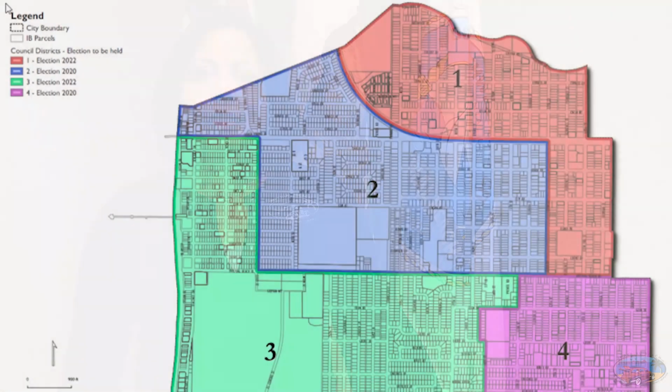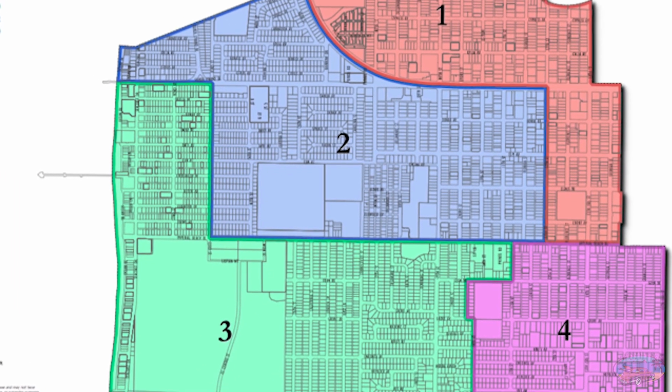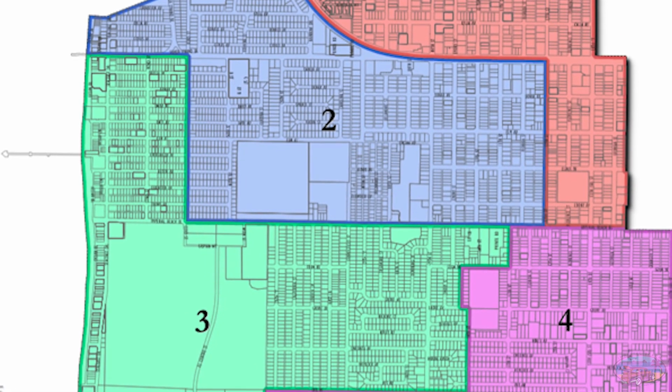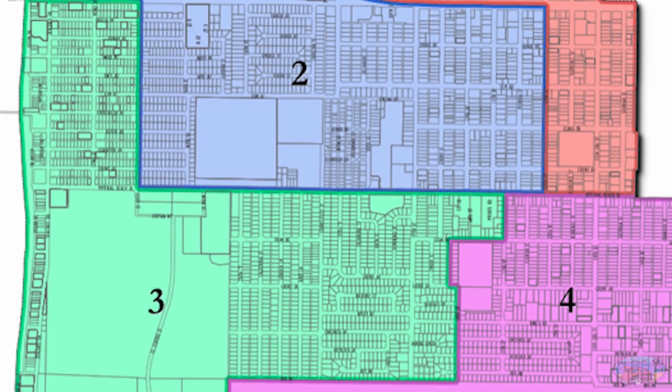Thanks to your participation, the City of Imperial Beach has changed how City Council members are elected and switched from an at-large election system to a district-based election system. The City's new district-based election system created new geographic boundaries for the City's four districts that ultimately will be represented by council members that live in each district.